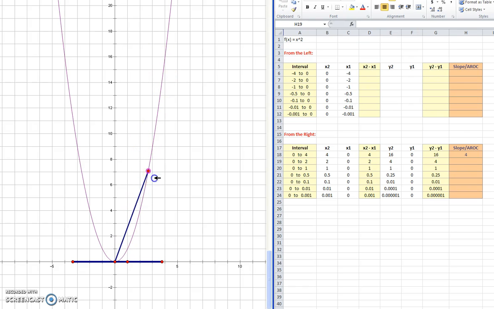So the next one, from the interval of 0 and 2, is going to be 2. So my slope, yeah, looks like 2. Okay, now let's calculate the rest, and then we're going to see what happens to all the slopes as we get closer and closer to 0. Notice that it goes from 4 to 2 to 1 and gets super duper close to 0. So from the right hand side, I get an IROC that equals 0.